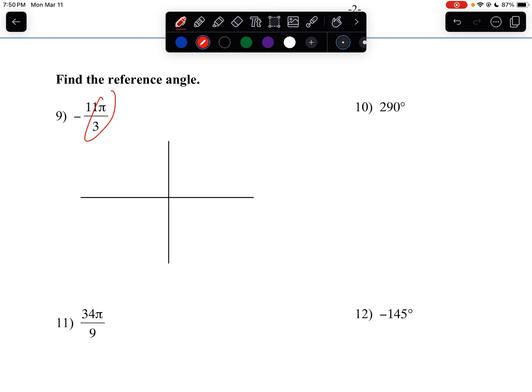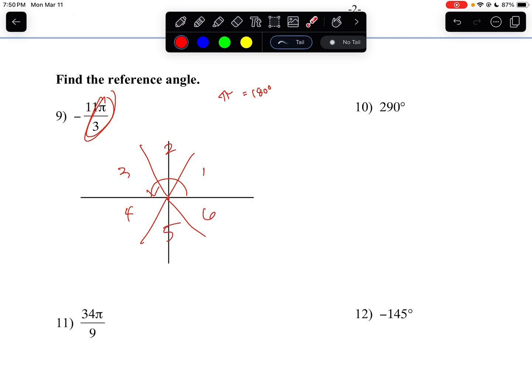So pi over 3. I do know that pi itself is equivalent to 180 degrees. So this right here is 180 degrees, and I'm splitting it up into thirds. There's a third. So we've got 1, 2, 3. Split this one up right here. We'll have 4, 5, 6. So this would be 3 pi over 3. This piece alone would be a pi thirds. This piece also would be a pi thirds. Each of these portions right here is a pi thirds.